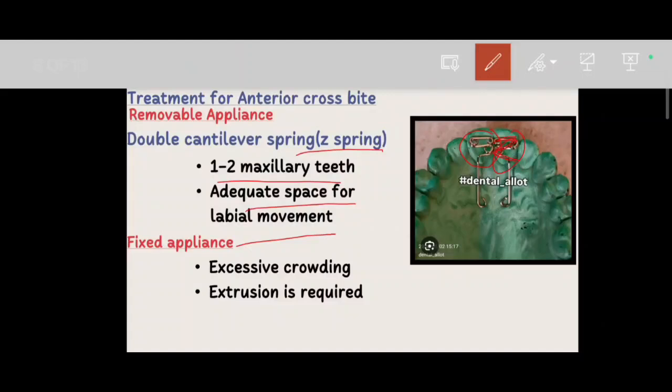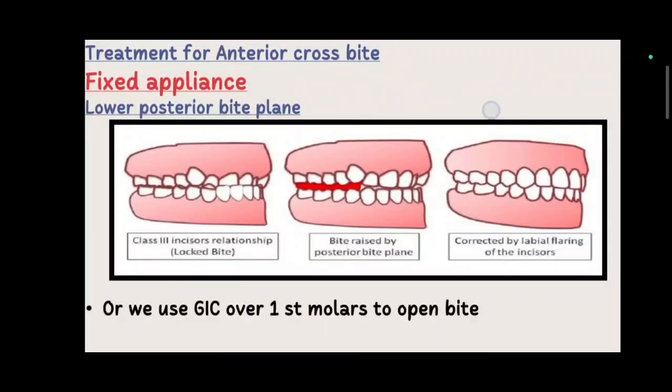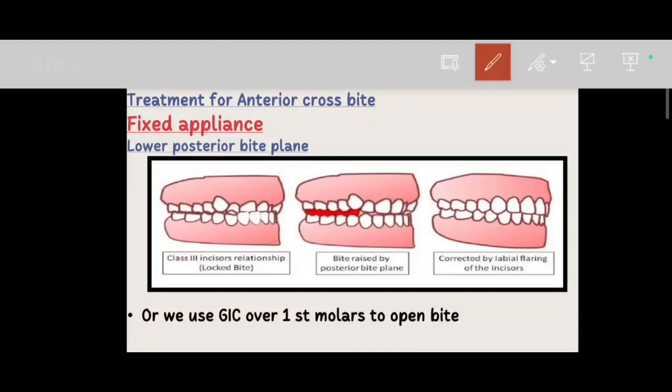Now we come under the fixed appliance. Fixed appliance is used when excessive crowding and extrusion is required. So what are the fixed appliances? First one is lower posterior bite plane. This is a fixed appliance used to open the bite during the crossbite correction, and sometimes GIC is placed on the first molar to raise the bite.